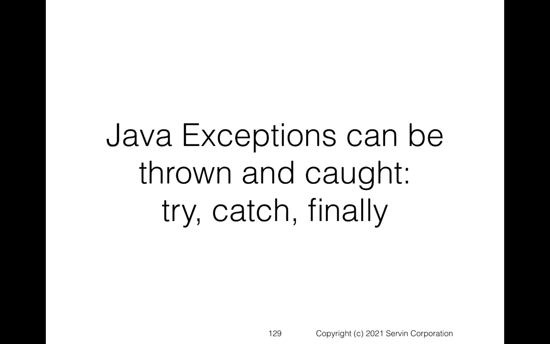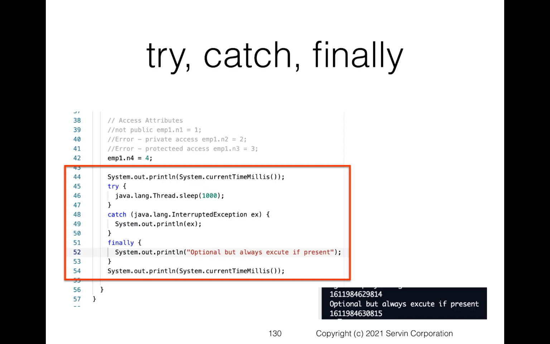Now, Java exceptions can be thrown and they can be caught, and the three keywords are try, catch, and finally. So here's a code sample of that. Notice at line 44, I print out the current time. And what I want to do is delay for 1 second.